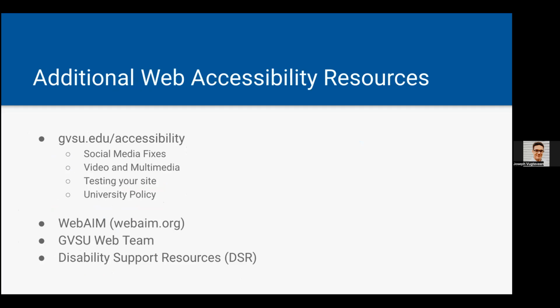Additional resources, like I said, on the accessibility page, that has social media fixes on there. That's not our office. That's tricky. Facebook and Twitter and Instagram tend to have their own policies and procedures. So how to handle video and multimedia is also out there. There's information on how to test your site, and the university policies on that if you do want to read them.